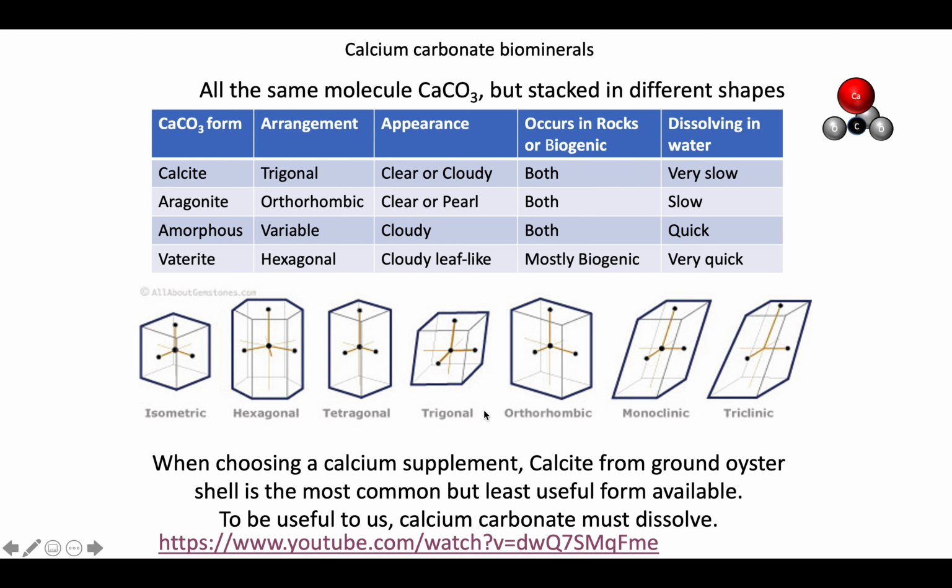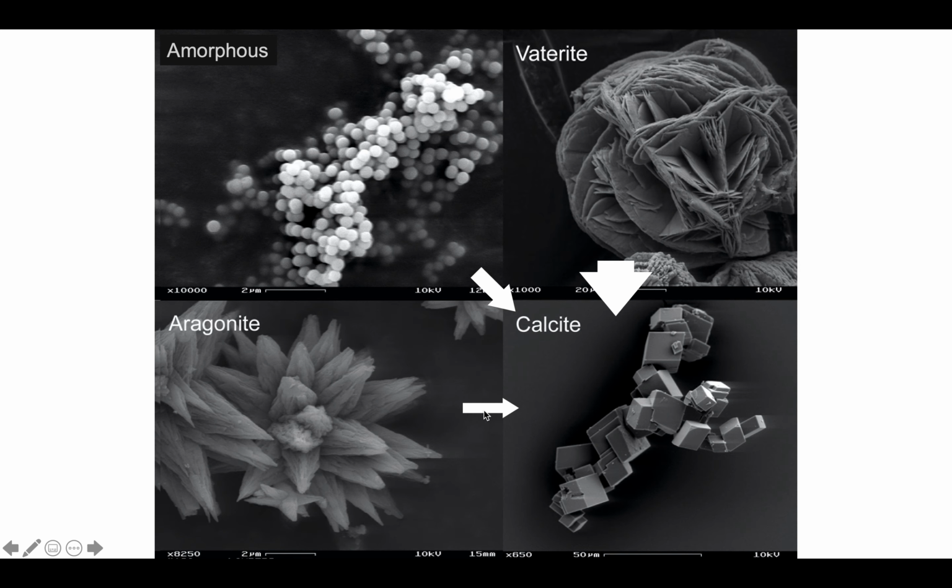Back to the presentation. Okay, here's what these crystals look like if you were to see them in the world. So amorphous is just whatever shape it wants to be, but it tends to be in little tiny beads. Aragonite forms needles. Calcite forms little bricks that are trigonal rather than just rectangular prism or whatever shape you might think. And vaterite is a goofy thing, and this is the one that dissolves extremely quickly in water.